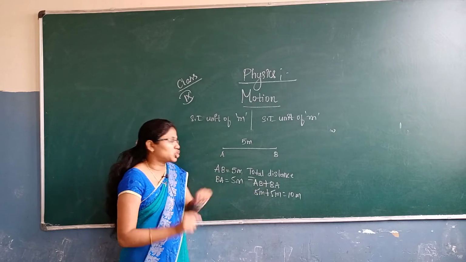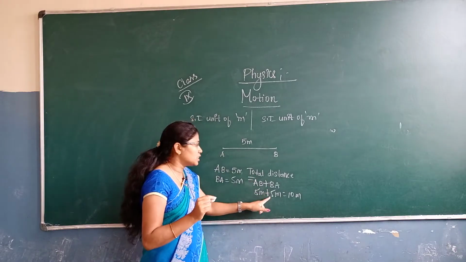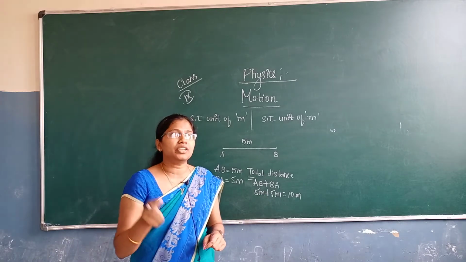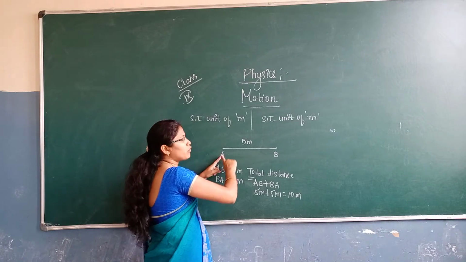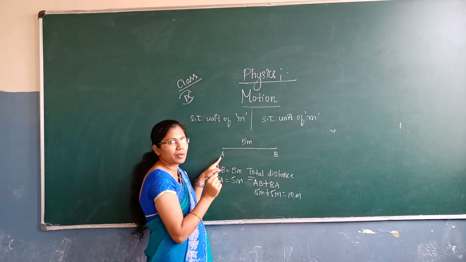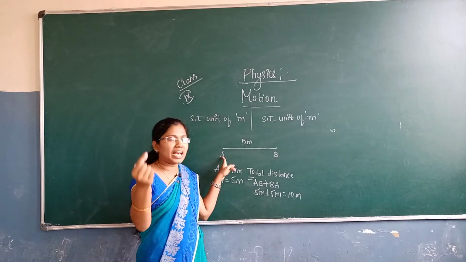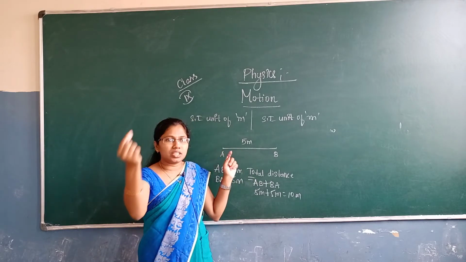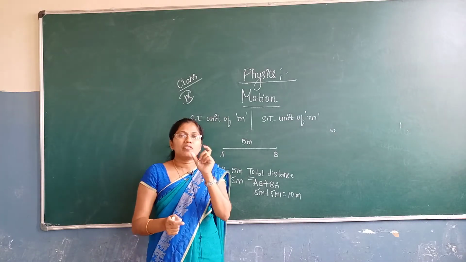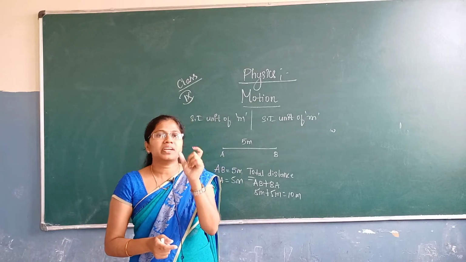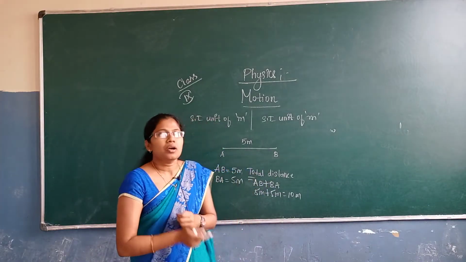So this is about displacement. So what will happen to the displacement, if the object moves from point A to point B and again comes back to the same position from which it started? It starts from a point and ends at the same point. As I told, for displacement it matters only the final position and the initial position.